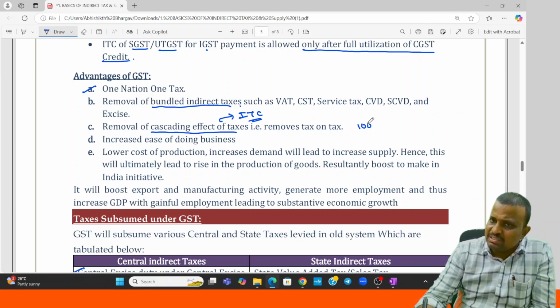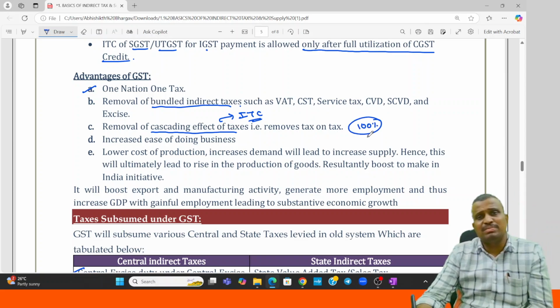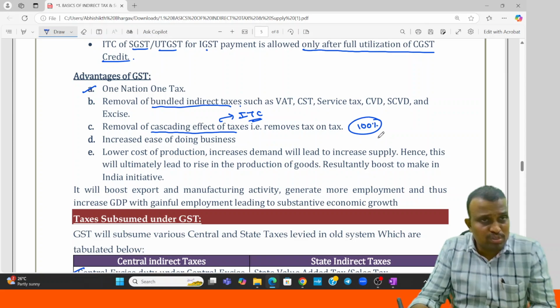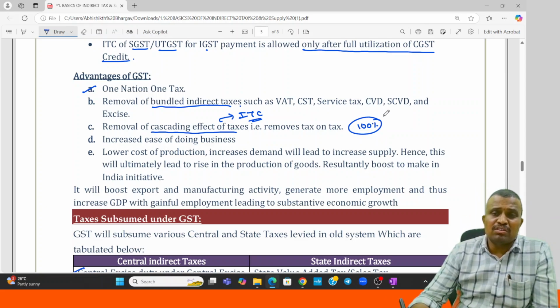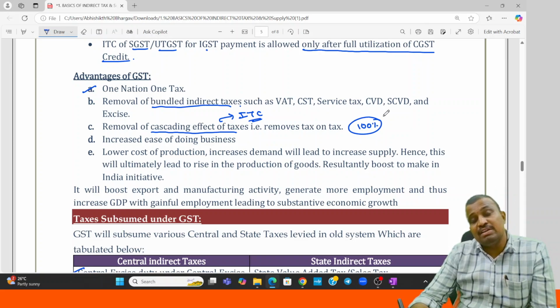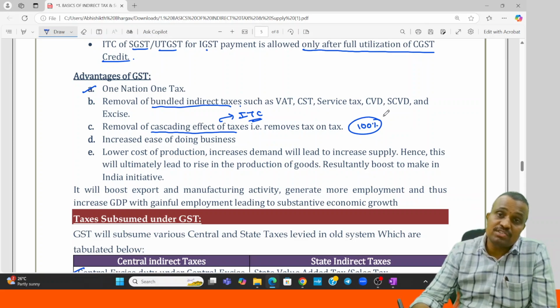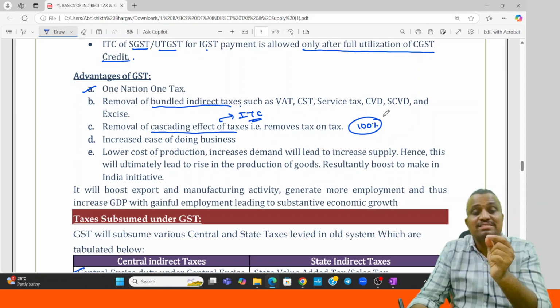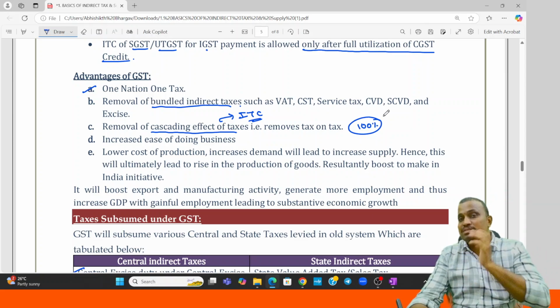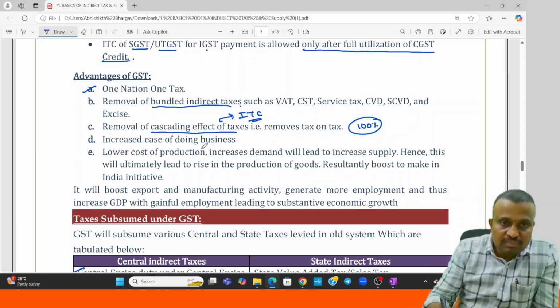But it is not yet 100% removed, because some taxes are not yet subsumed under GST. For example, tobacco products. In the case of tobacco, GST and excise duty are both levied. While levying GST, the cost of the product is price plus excise duty, which means GST is imposed on excise duty also, and some amount of cascading effect is there. It is not yet 100% eliminated.